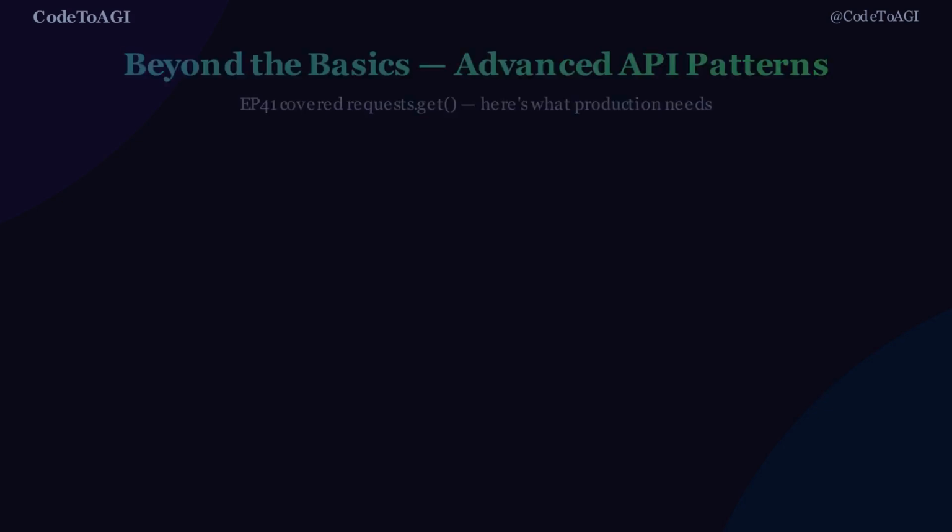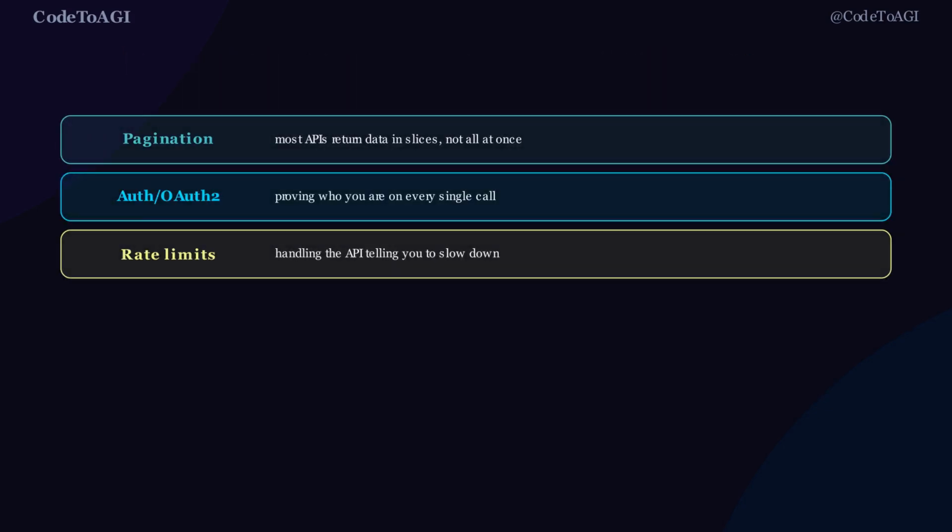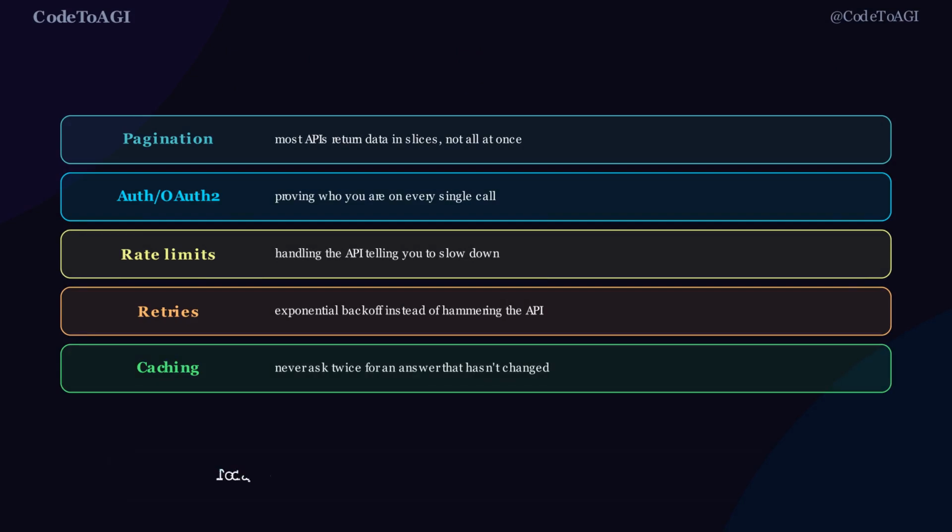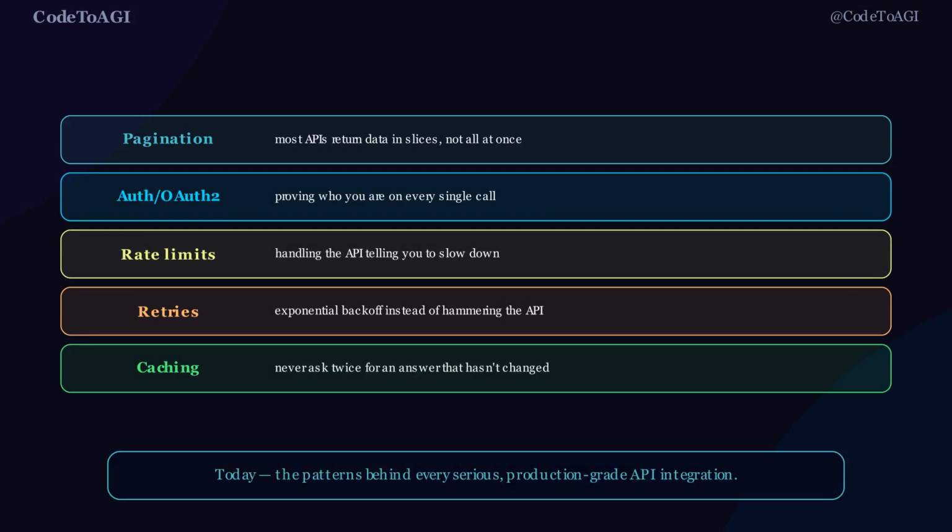Episode 41 covered the basics, requests.get, and reading JSON. Real APIs are messy. Today we go past the basics. Pagination. Most APIs only return a slice of the data per request. Auth headers and OAuth2. Proving who you are on every single call. Rate limiting and retries, handling the API telling you to slow down. Caching, not asking twice for an answer that has not changed. Today, the patterns behind every serious API integration.